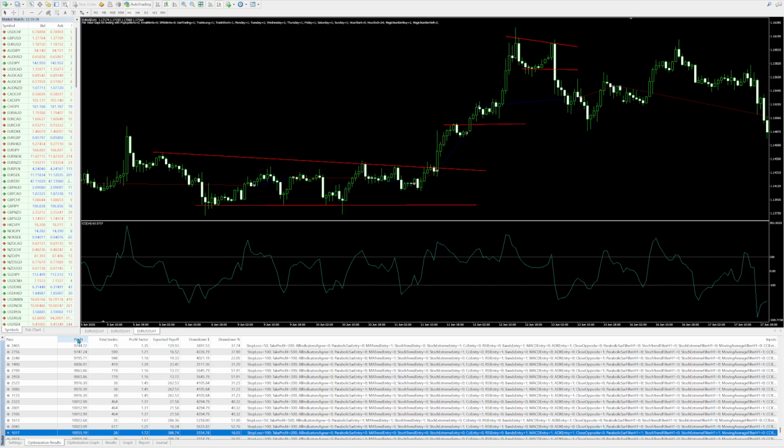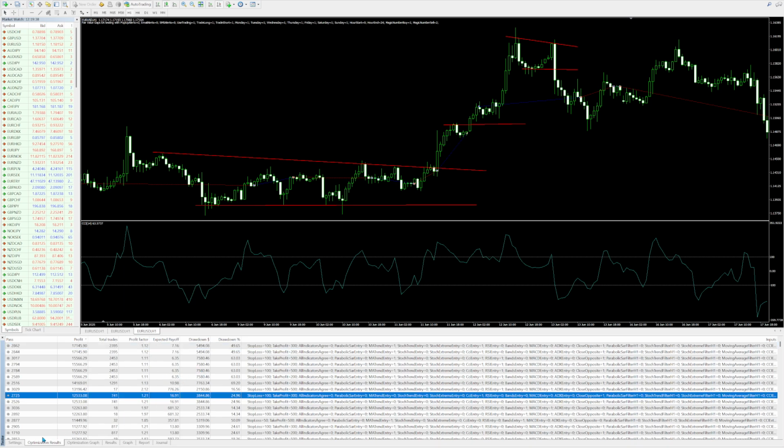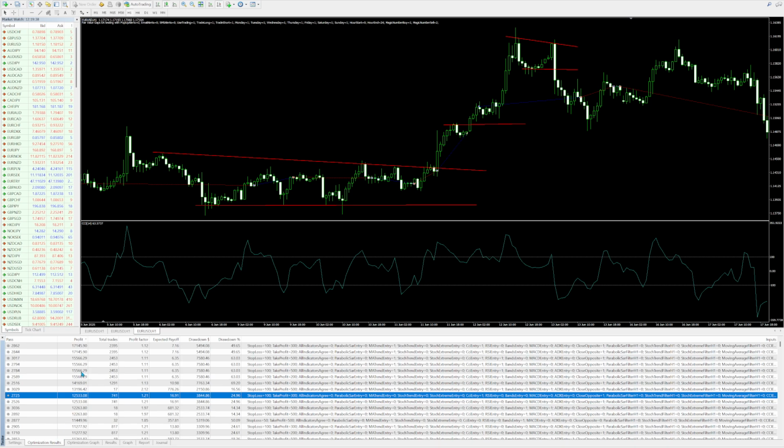So, past a bit of time, let's go back. Okay, optimization starting to pump out some more results. Again, it takes longer depending on how many settings you've chosen, how far back your dates go, and the time period. But this EA is super flexible.